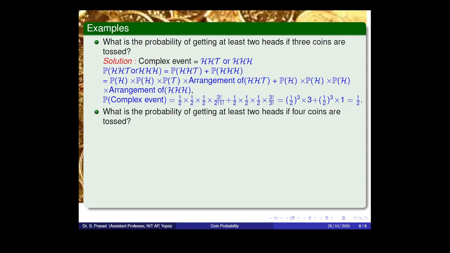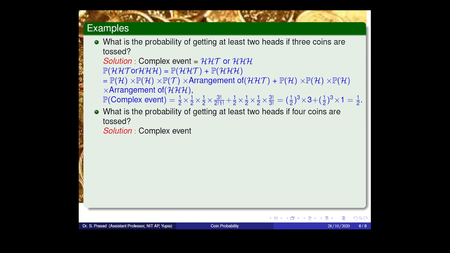Then we calculate, we get the values of half. Now the next is, what is the probability of getting at least 2 heads if 4 coins are tossed? At least 2 heads is a complex event. Then we write the complex events. What are the complex events?